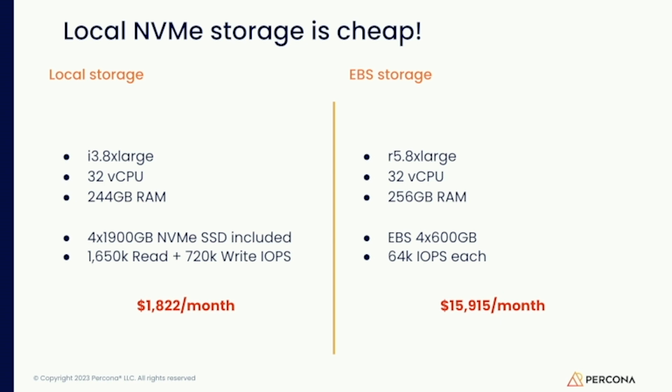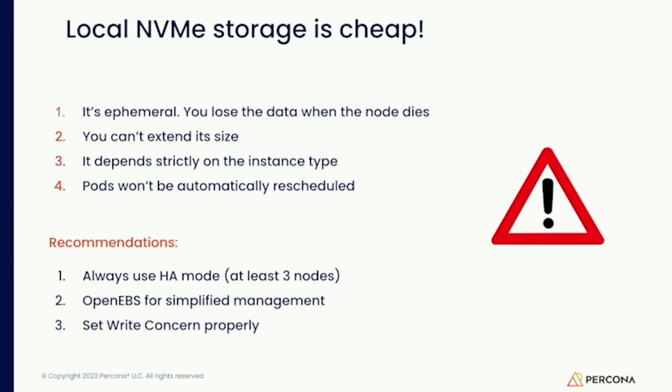And of course, you can use these drives in Kubernetes, right? But of course, you need to be careful again because NVMe storage is ephemeral. So when the node dies, when the worker node is terminated, you will lose the data that is there, and you cannot extend its size. So once the instance type comes with 4 disks of almost 2 terabytes, you can't extend that. It is a good way to reduce the cost where you need very fast storage.